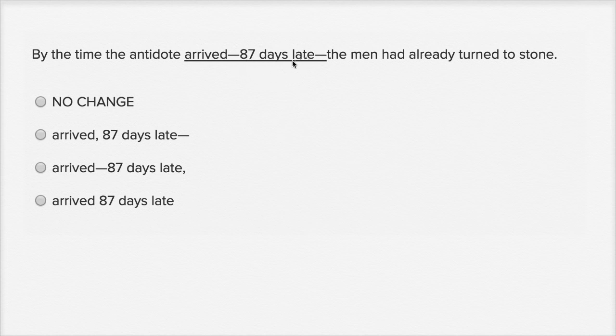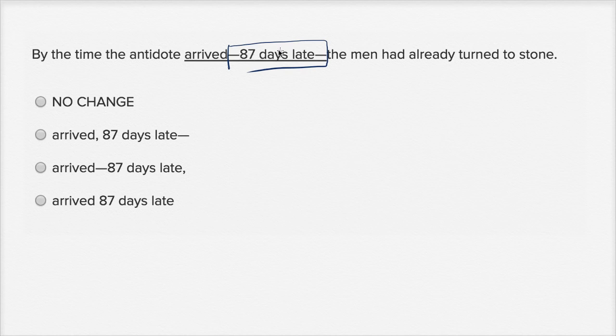87 days late. It's a parenthetical. They're giving us a little bit of extra information that is not necessary. It's not necessary for the sentence. You could take this part out right over here, and it would still be a sentence that gives the same meaning. By the time the antidote arrived, the men had already turned to stone. So you could do that, but adding that 87 days late gives you some extra information, gives you some extra context for what's going on here.